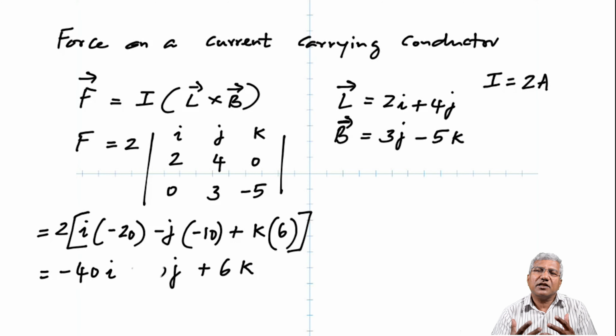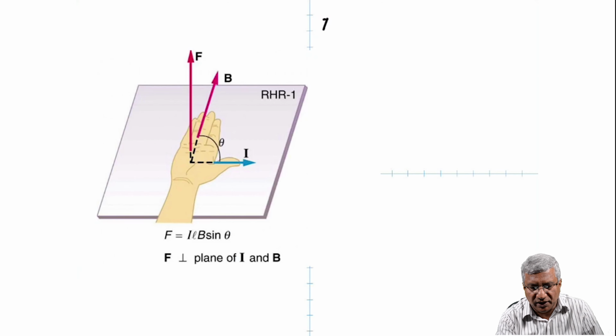And the next thing is, what's the direction of this force? So there are 2 sides to this. First, we find the magnitude of the force by this method. And next, we find the direction of the force using what's called right-hand rule number 1. Right-hand rule number 1. Let me show you that.